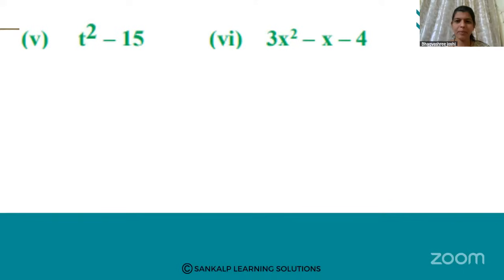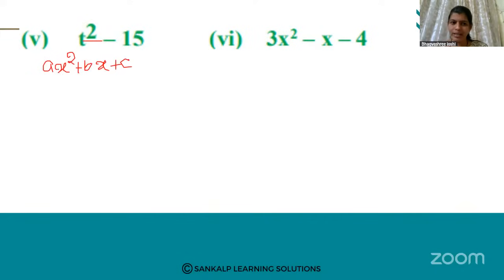So what is the next problem, children? T square minus 15. This is also a quadratic polynomial. But which term is missing here? T square minus 15. The highest power is 2. That means this is a quadratic polynomial. But which term is missing? Here the constant term is there, but the middle term is missing. It should be in the form ax square plus bx plus c.